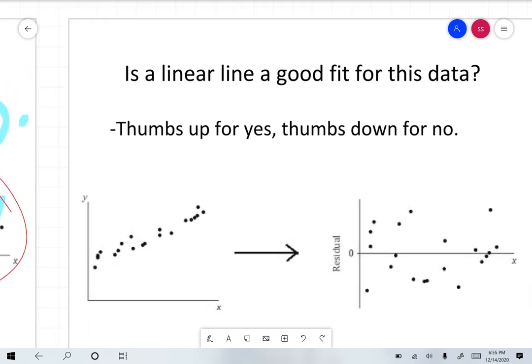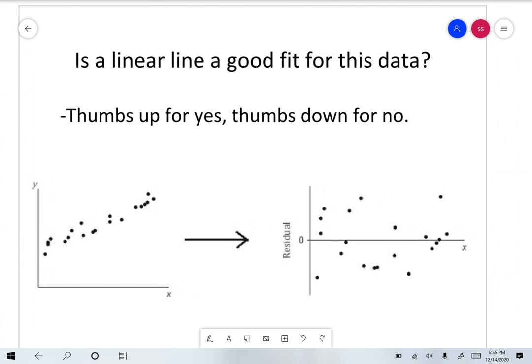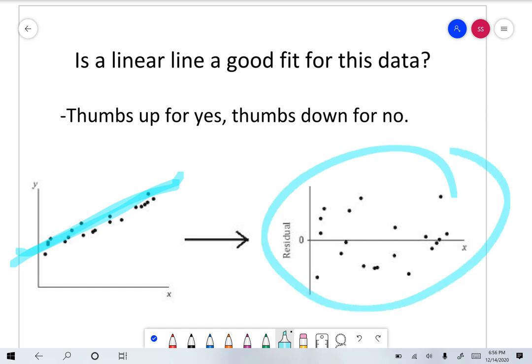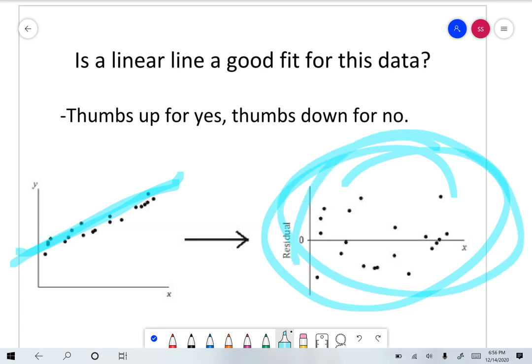Okay, how about this one? Let's check out this one. So here we have our data, and it's asking, is a linear line a good fit for this data? If we had that linear line there, this is what the residual plot would look like. Do you think it's a good fit? Okay. Now this one does look random on the residual plot. So a linear line is a good fit.